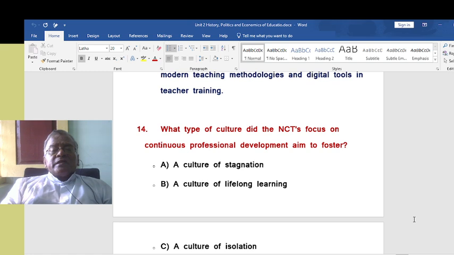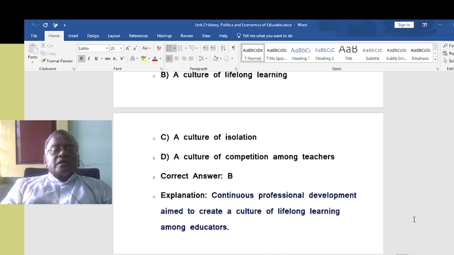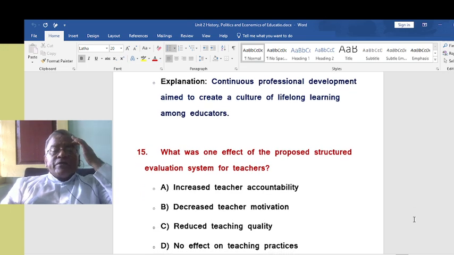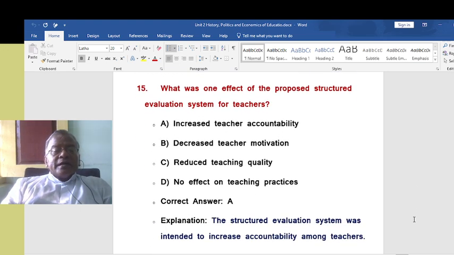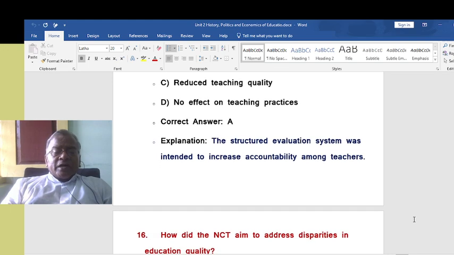What type of culture did the NCT's focus on continuous professional development aim to foster? That is B. A culture of lifelong learning. Continuous professional development aimed to create a culture of lifelong learning among educators. What was the one effect of the proposed structured evaluation system for teachers? That is, increased teacher accountability. பொறுப்புடைமை ஆக்குதல். The structured evaluation system was intended to increase accountability among teachers.